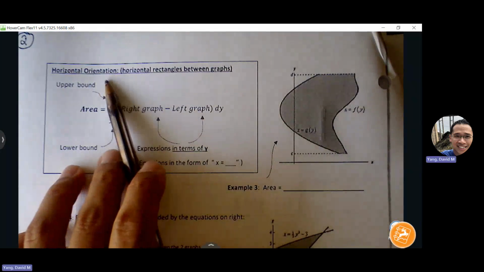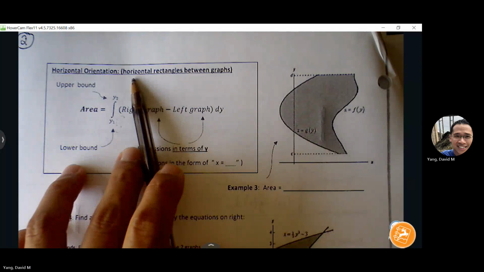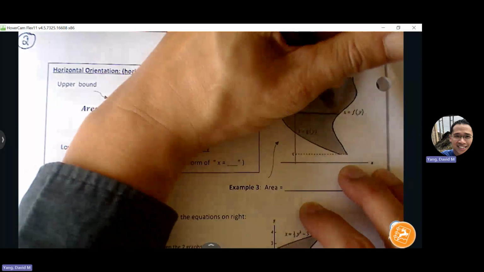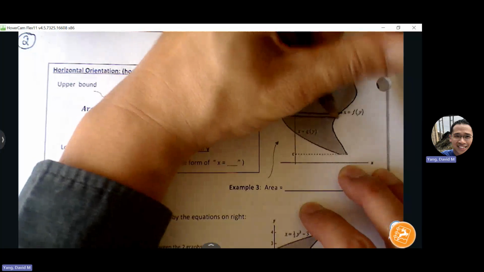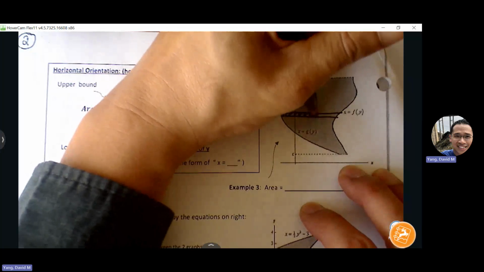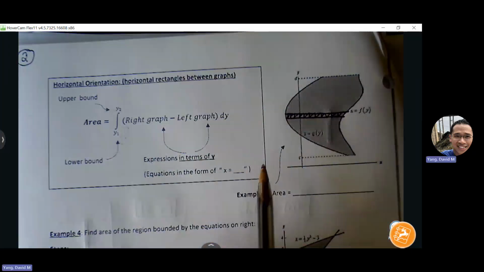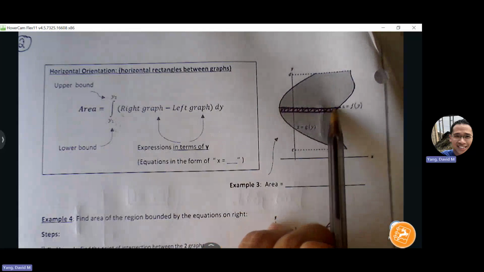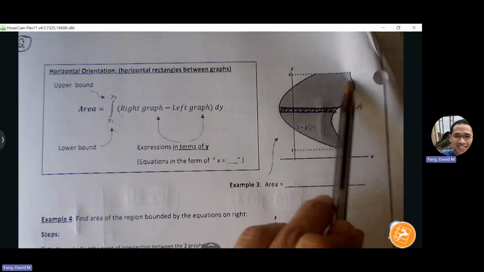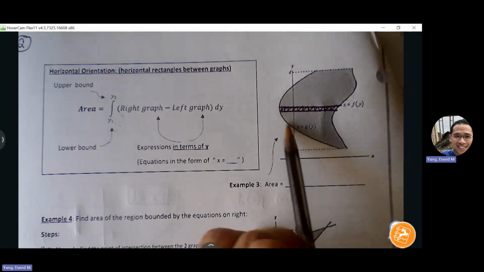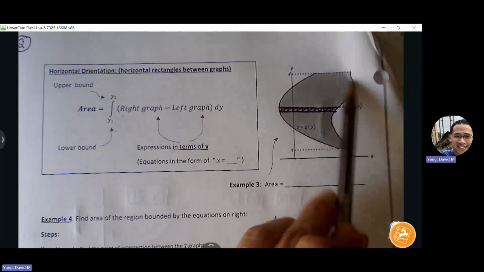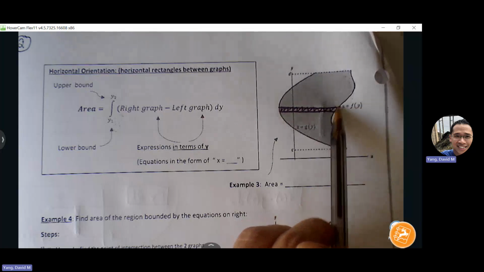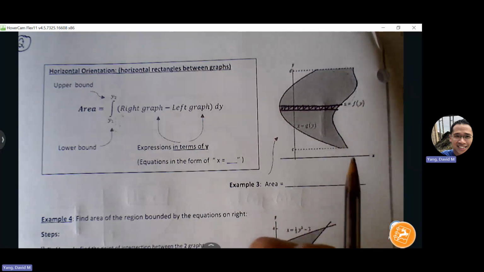So if I have a horizontal orientation, horizontal rectangles between curves. Now instead of stacking vertical rectangles from left to right, imagine you're stacking horizontal rectangles from bottom to top. So now these are not going to be functions anymore. These are going to be equations that will not pass a vertical line test, but we can still create these equations in terms of x equals f of y, right? So this can be a function in terms of y here.